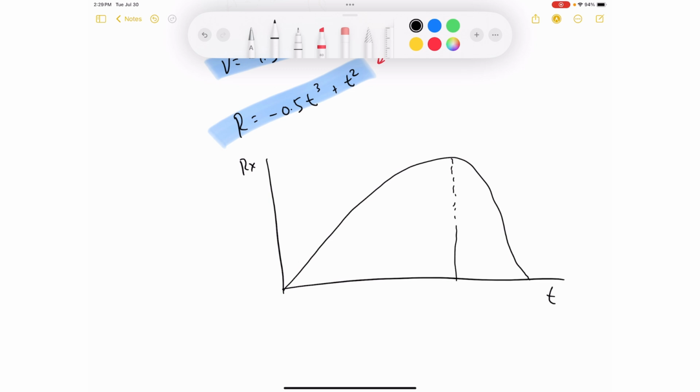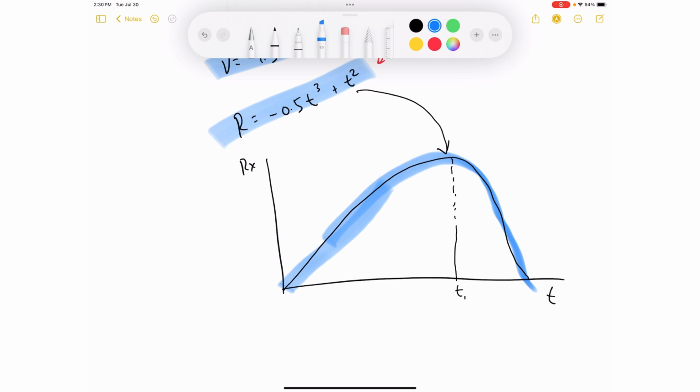There's some peak right there. We'll call this little t or T1. So if you were to plot this function, that is this. This function is negative 0.5 t cubed plus t squared. Maybe I'll make it blue just to make it more obvious. That's that function.